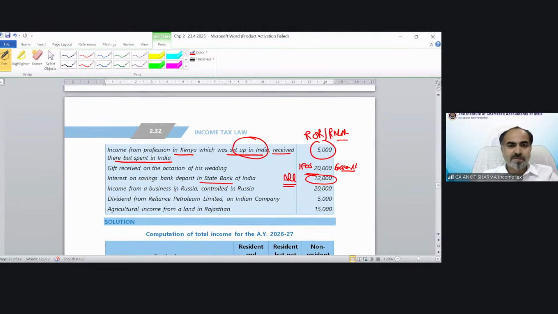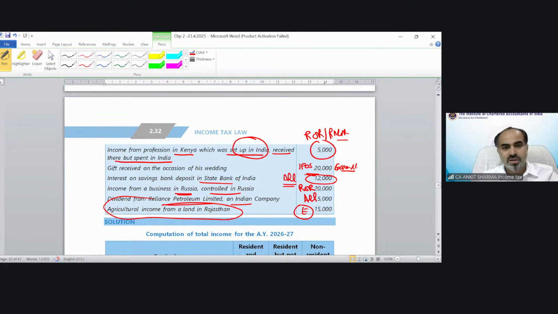So next is income from business in Russia, controlled in Russia. Now you can see business in Russia, controlled in Russia, so it is only going to be taxed for ROR. Dividend from Reliance Petroleum Limited, an Indian company, is taxable for all categories of person. Agricultural income from land in Rajasthan: now this is exempted, so this is not going to be included in any of the categories.